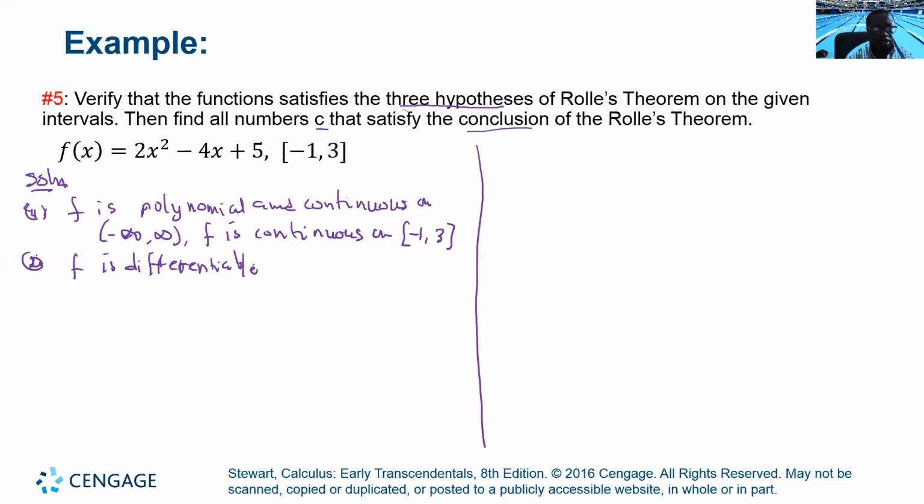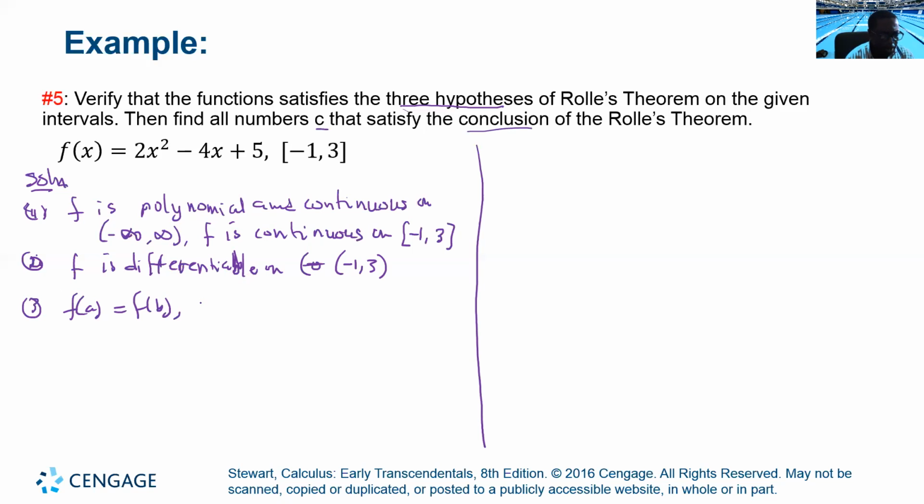F is differentiable on the open interval (-1, 3). Then the third part says that f of A equals f of B. So we want to verify this.